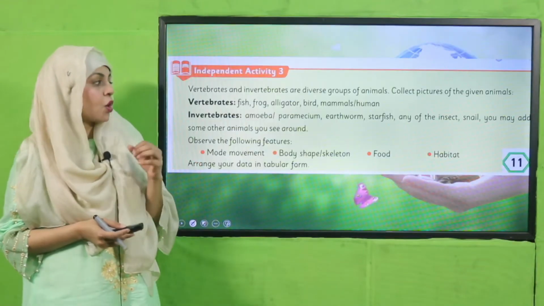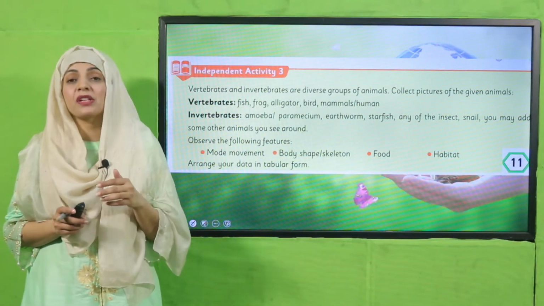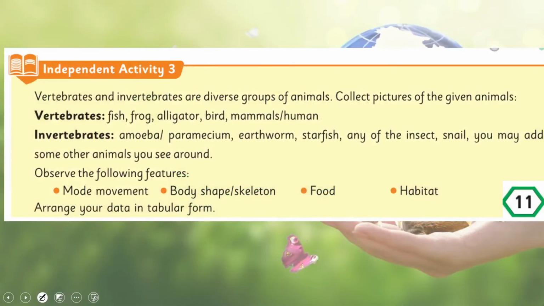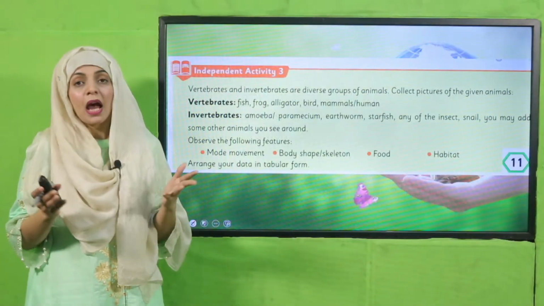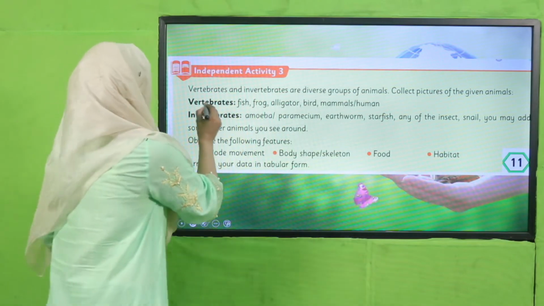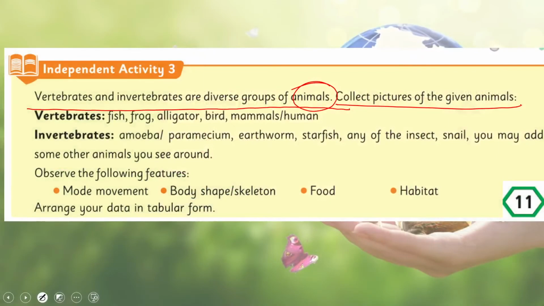Okay, my dear students, so now it's time to perform an independent activity given on page number 11. I request you all to please turn to page number 11. I hope everybody has opened the page. So now let's first look at the instructions. So vertebrates and invertebrates are a diverse group of animals. Collect the pictures of the given animals. So हमारे पास given जो animals है, vertebrates में है fish, frog, alligator, bird, mammals. जी आप उसमें human beings, monkeys कुछ भी ले सकते हैं.